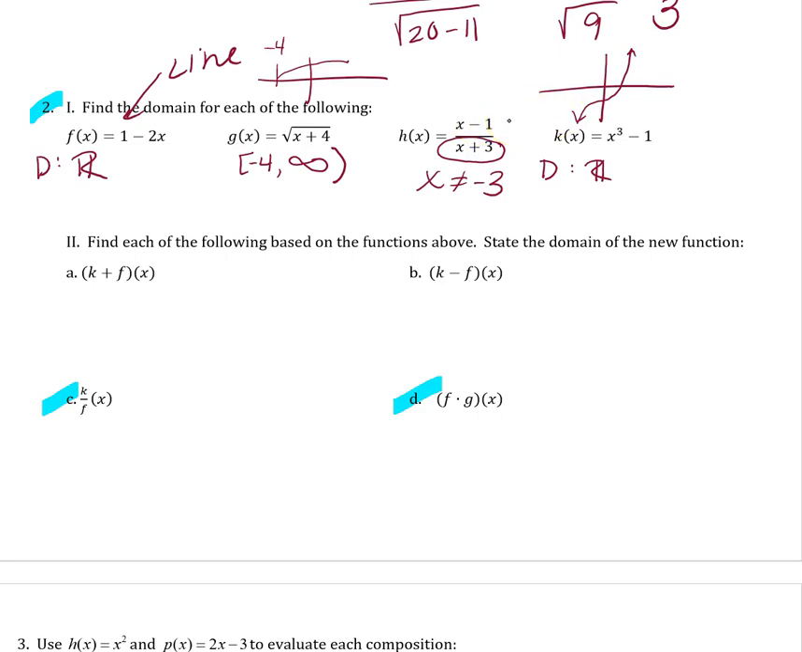Okay, so then I could ask you to do composition work with them and state the domain of the new functions. So if I have f of g of x, or f times g of x, this is f of x times g of x. So f of x is 1 minus 2x. G of x is the square root of x plus 4.